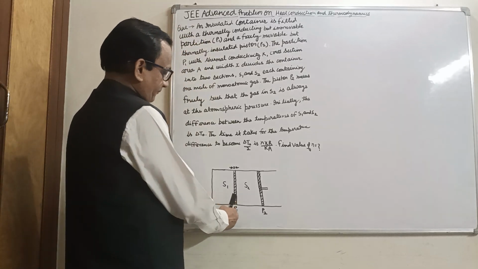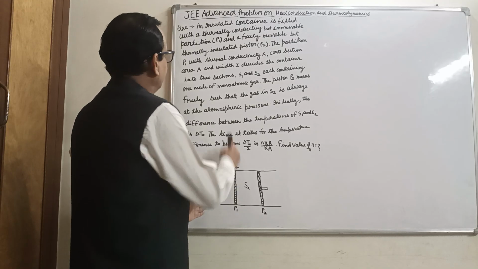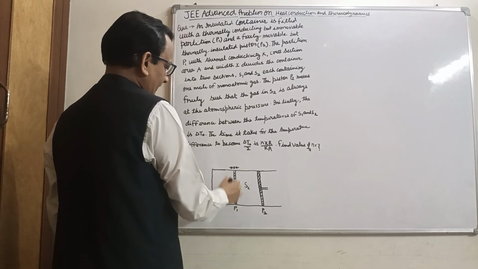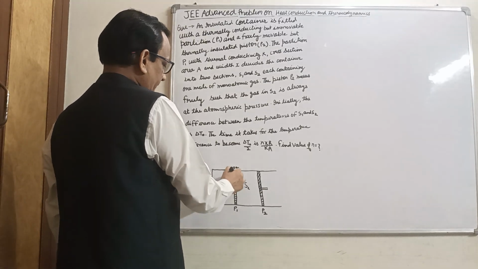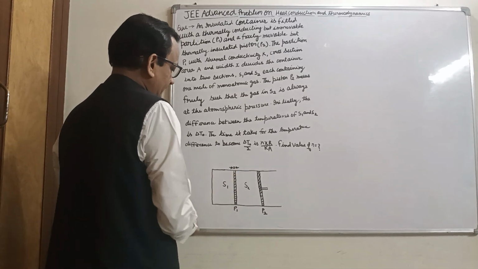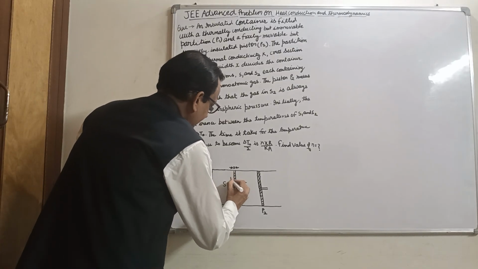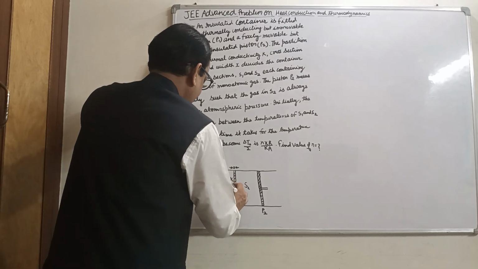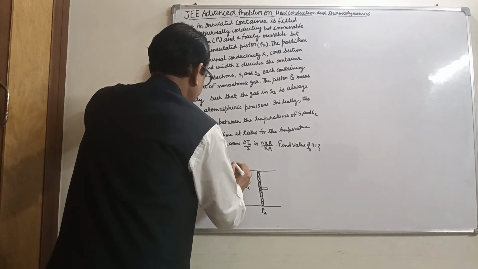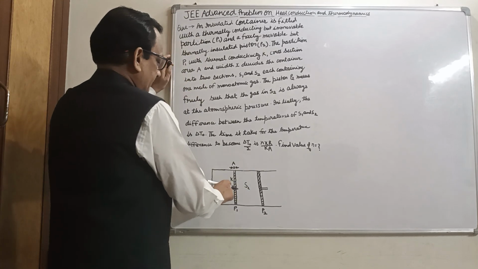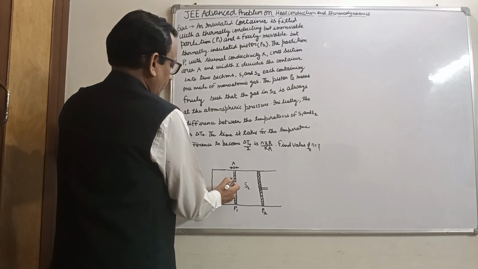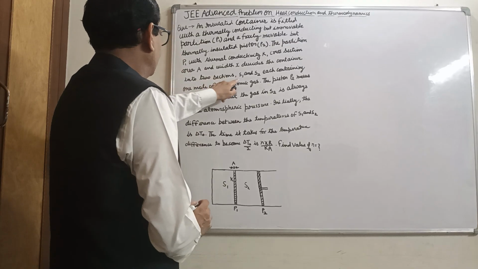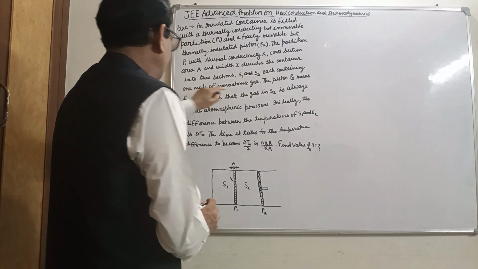So this partition is fixed, and the partition P2 has thermal conductivity K, and this partition is a piston, and its thermal conductivity is K. The system has thermal conductivity K and cross-section area A. This is a piston having thermal conductivity K and cross-section area A, and the two sections S1 and S2 each contain 1 mole of gas.